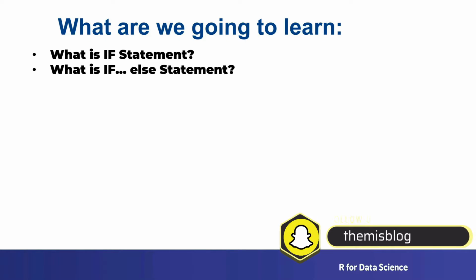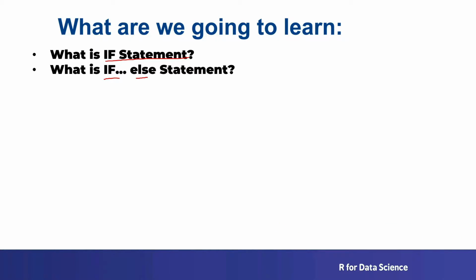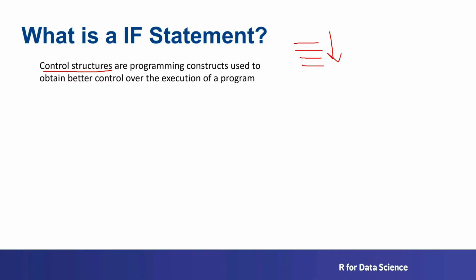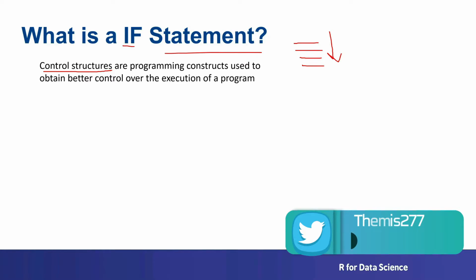Hello everyone. So in this video we're going to learn about the if statement and if else statement. So what is an if statement? Basically, an if statement is also called a control structure. In programming we have a bunch of instructions that get executed in an order. If helps me to control the order of execution of a program.